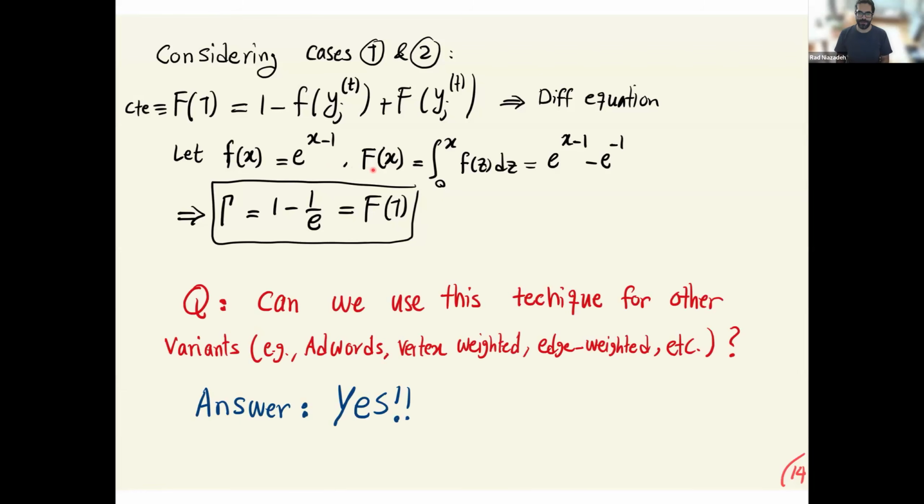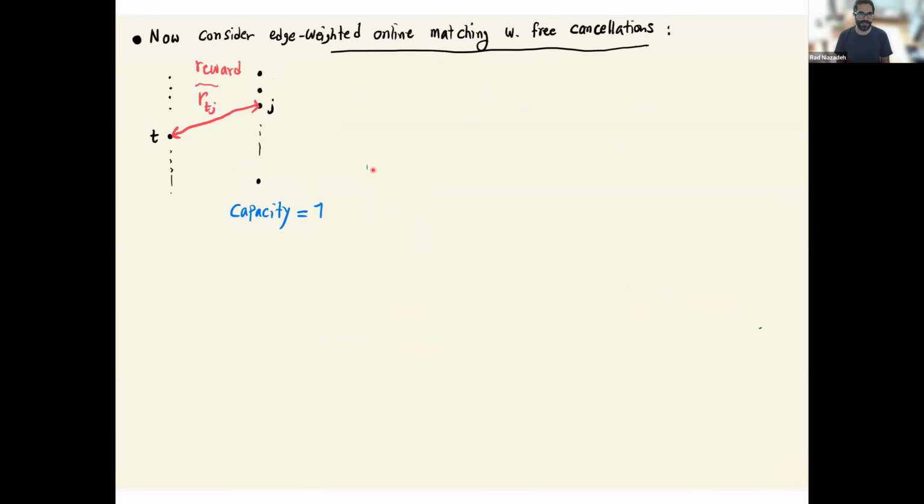Cool. All right. So the answer is yes, we can extend this technique. And this is kind of the more complicated setting that everyone hates in this literature. I think it's a beautiful result, but it's sometimes hard to understand. And I try to make it a little bit more understandable. It's called edge-weighted online matching with free cancellation.